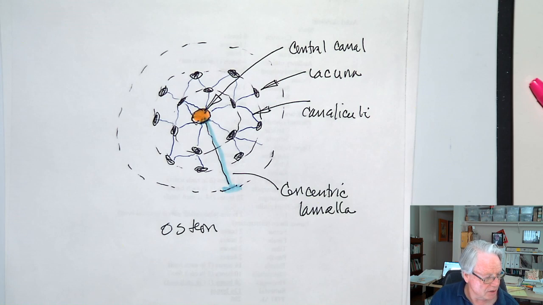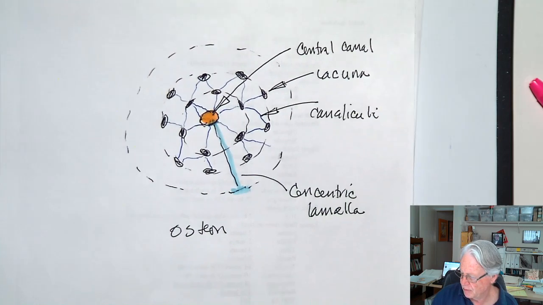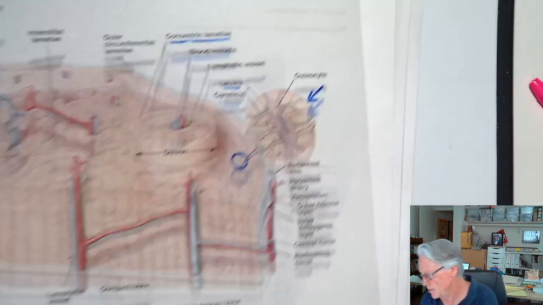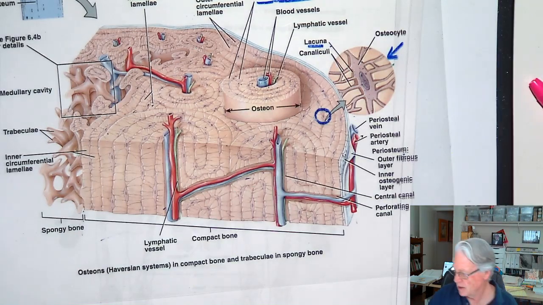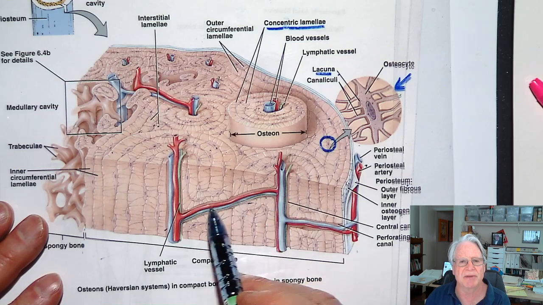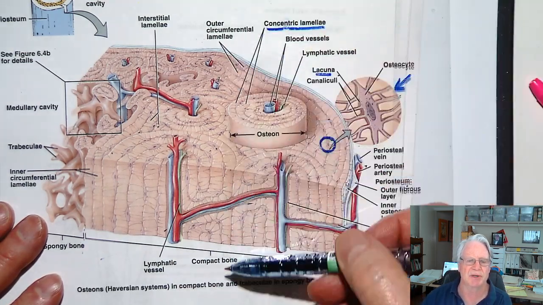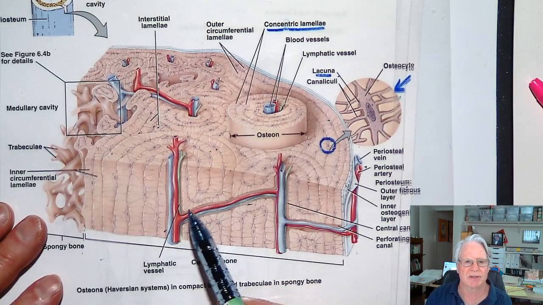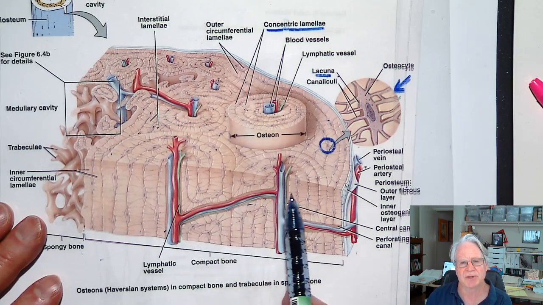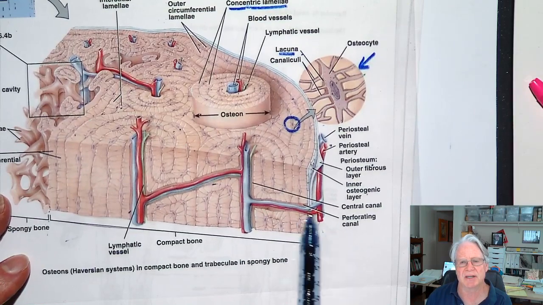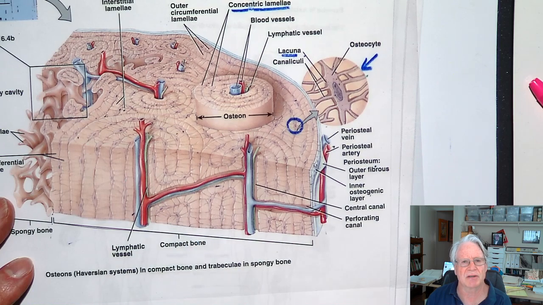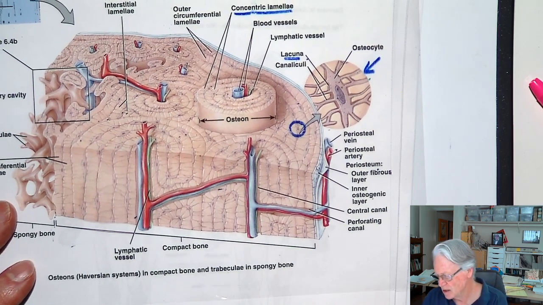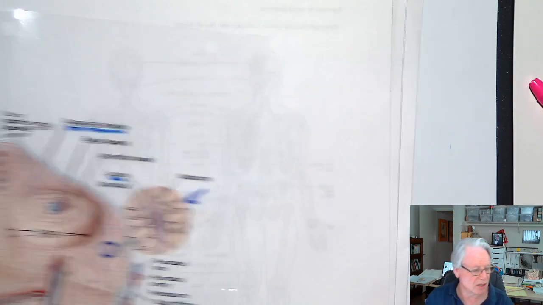Okay, let's revisit that image. I want just to point out the perforating canals, because that's not shown in this image right here. So here we are, coming back to this. And these are the lateral connections of blood vessels. So this is the long axis of the bone here. And then we have these transverse canals. These are the perforating canals that connect one central canal with another central canal, as you can see right here in this drawing. Okay. All right, so that's the basic structure of compact bone.